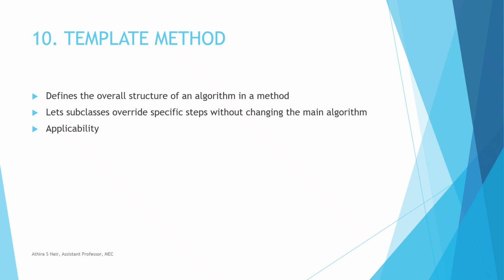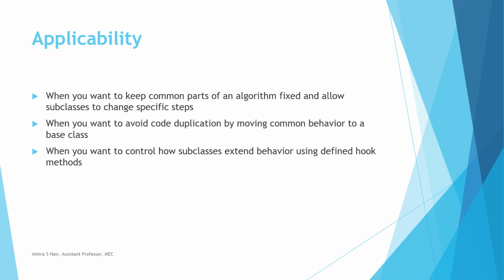Next is template method. Template method defines the skeleton of an algorithm in an operation, deferring some steps to subclasses, and template method lets subclasses redefine certain steps of an algorithm without changing the structure of the algorithm. So we can use the template method pattern to implement the invariant parts of an algorithm once and leave it up to subclasses to implement the varying behavior.